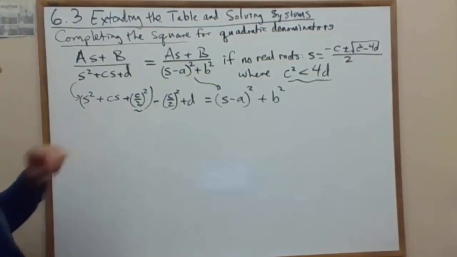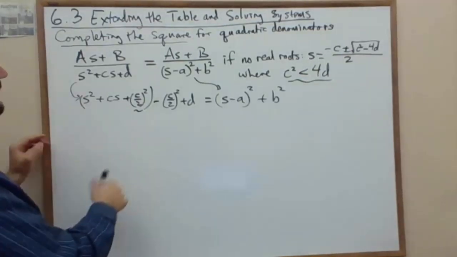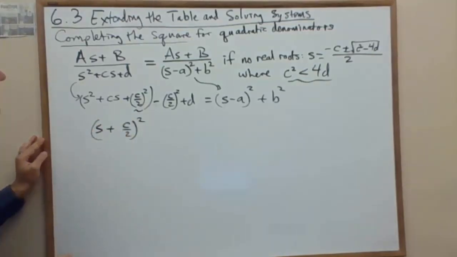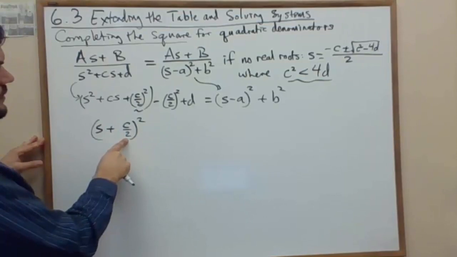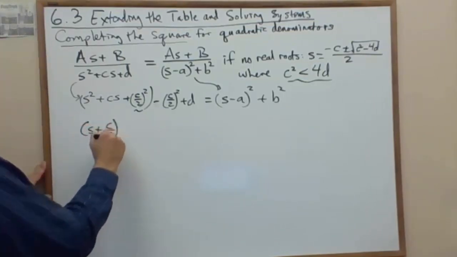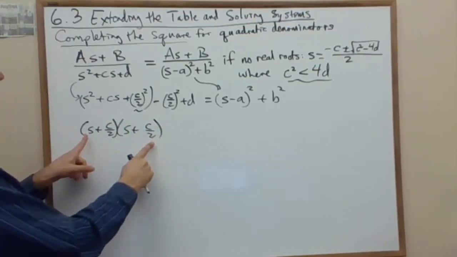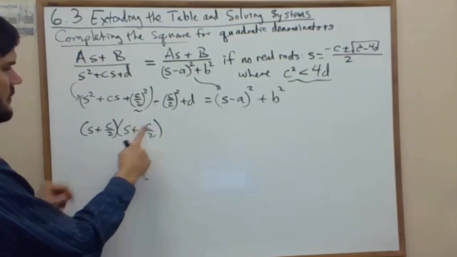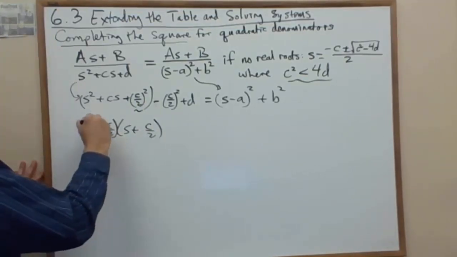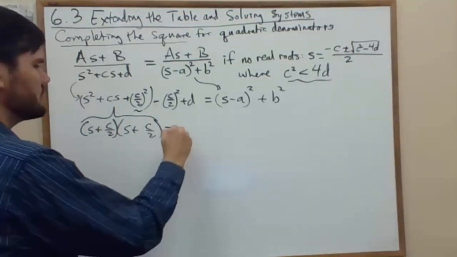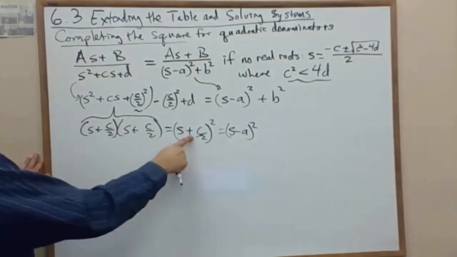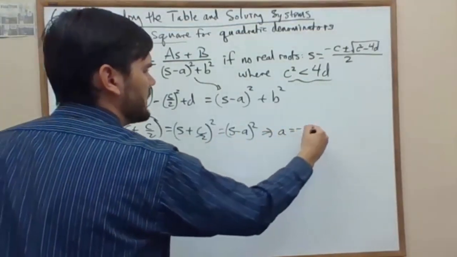Okay, so this side, when we collapse it down, we have s plus c over 2 quantity squared, because this c over 2 multiplied by s, I can think of it, we have 2 copies of c over 2 times s. They give us a c times s. And then we have the s squared, of course, and then the c over 2 quantity squared right there. Well, that makes equal to s minus a squared. So we have a equals minus c over 2.